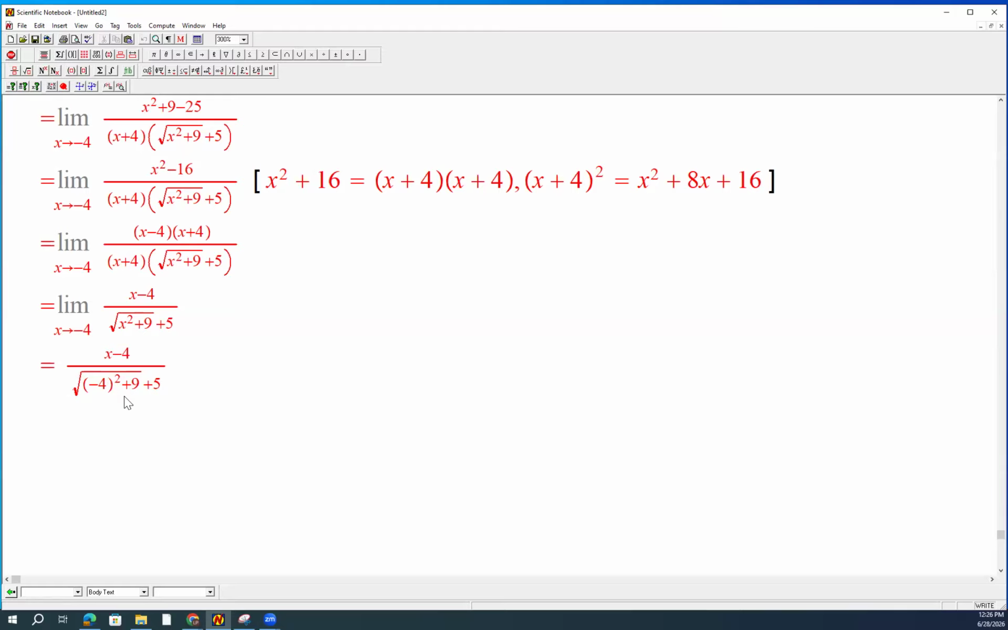So of course, next you're going to get negative 8 over 10, right? Negative 4 squared is 16. 16 plus 9 is 25. Root 25 is 5, so it's 5 plus 5. 5 plus 5 is 10. So in the end, you get negative 4/5. This is the amount of calculation you need to do.